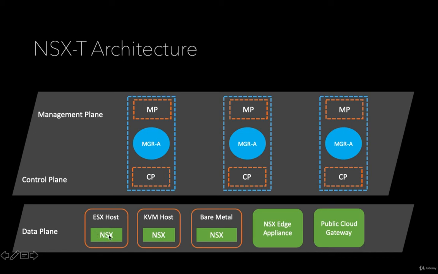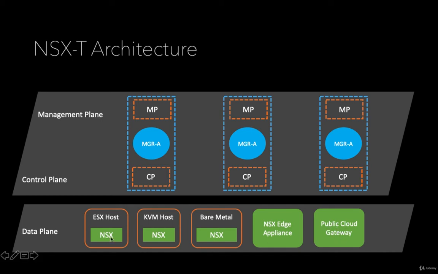That means the host is prepped and it's basically going to participate in the NSX-T data plane. The same can be true for KVM hosts or even bare metal servers. We also have this concept of an NSX Edge, which we have a whole section dedicated to, but you can think of it as your on-off ramp for anything to and from the NSX-T environment. Finally, we have this public cloud gateway, which is nothing more than an NSX-T Edge that happens to live in AWS or Azure.